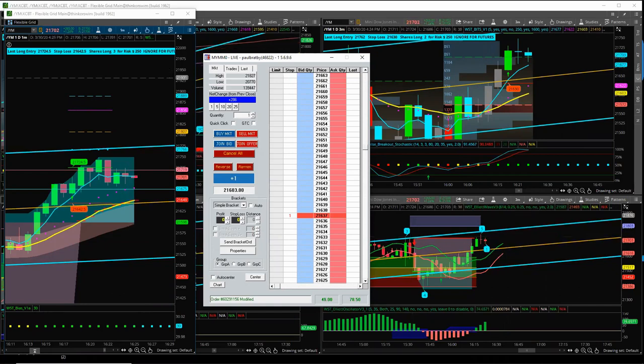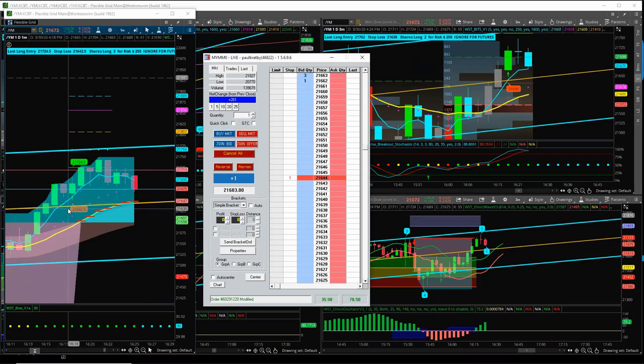NQ's pushed through its resistance zone. ES is still struggling. Okay, we just had a candle close, so we're adjusting now. 21644 is the trading stop position. It doesn't matter whether you're one contract, 10 contracts, or whatever at this moment in time, we're just using the trading stop from the roller coaster. If it takes it out, it takes it out.